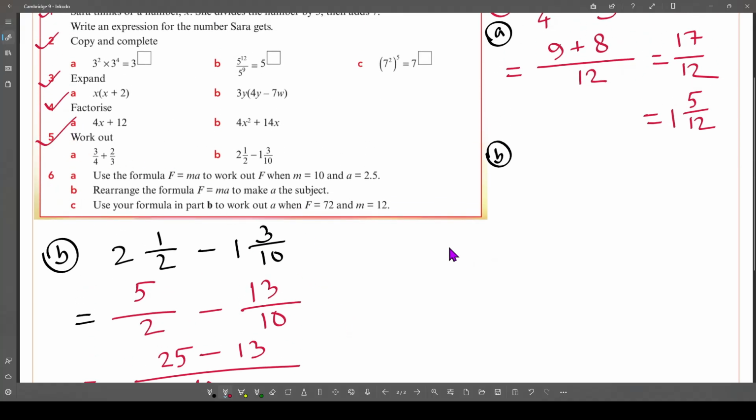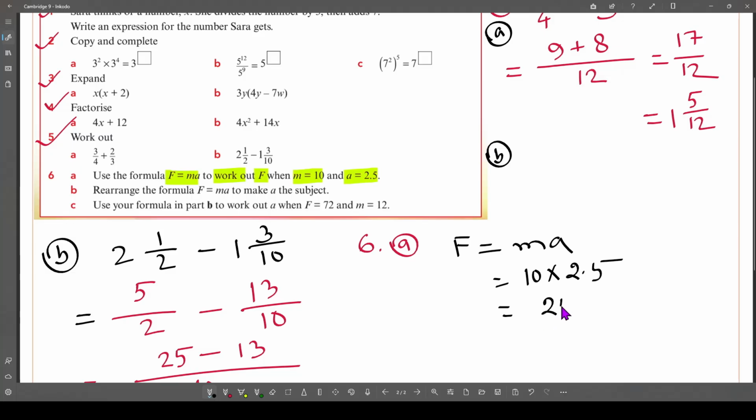And today's last question, which is number 6. Here are 3 parts. First A: use the formula F equals m a to work out F when m equals 10 and a equals 2.5. So first, here is F equals m a. m is 10 times a is 2.5. So the result is 25. Okay, so first one done.